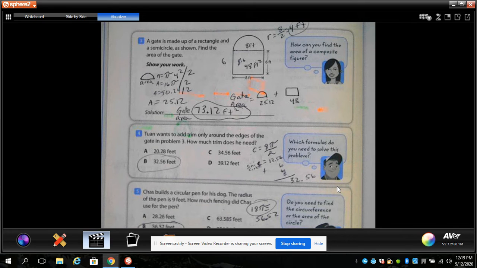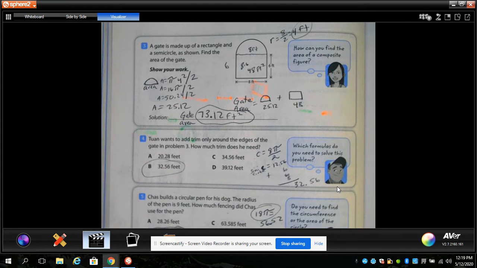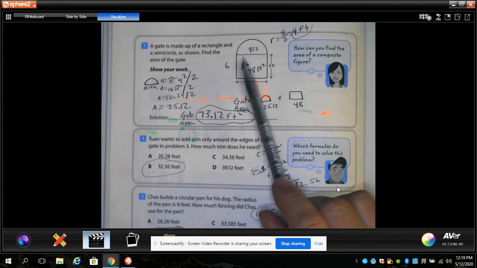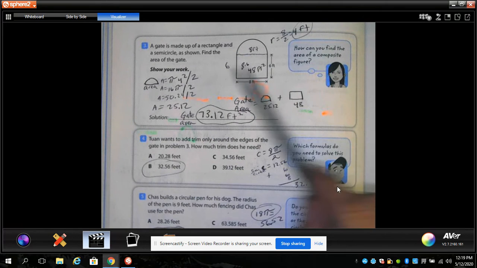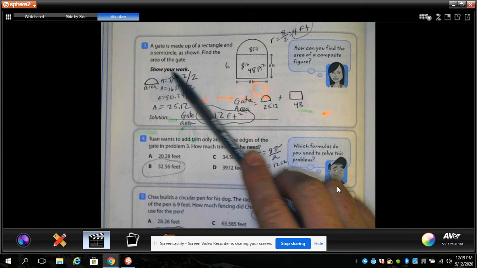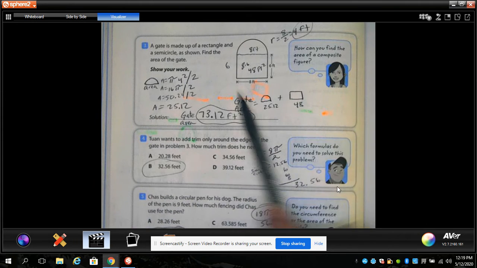All right. Practice page 228, the practice quiz. So let's see. Let's go over number 3. Here we have a gate that is made up of a rectangle and a semicircle as shown. We need to figure out what is the area of the gate.